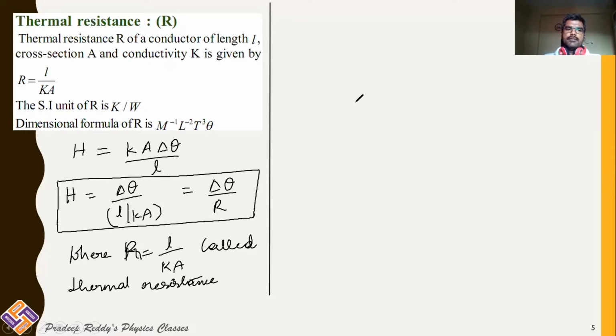So what does thermal resistance mean? Say you are considering a rod. This has area of cross section A and it has length L. Here temperature is theta 1, here temperature is theta 2. This has thermal conductivity K, which is the natural property of the material. Every material has its own value of thermal conductivity. Likewise, every material has its own property of resistance, just like how a resistor is used in electric current. Here in the flow of heat current, H is heat current.